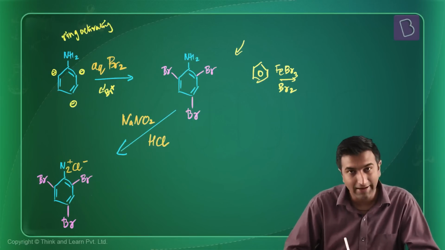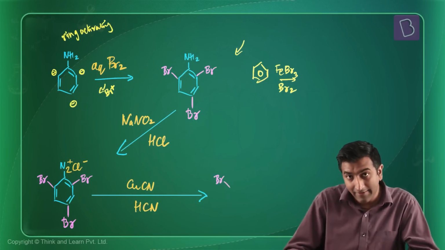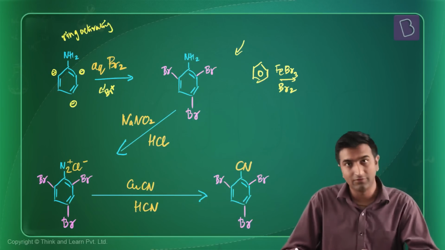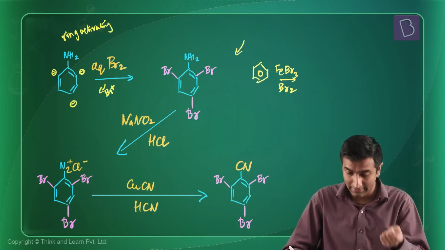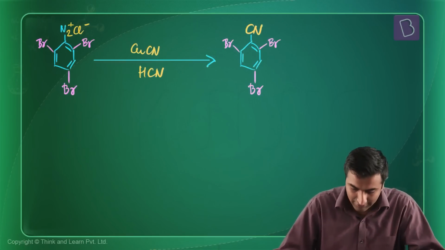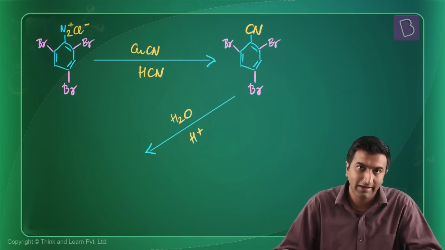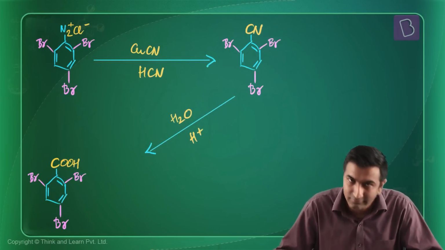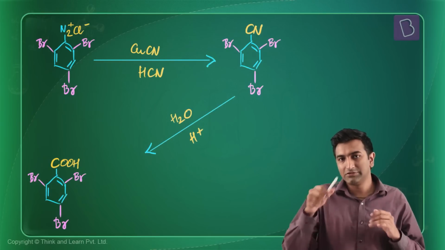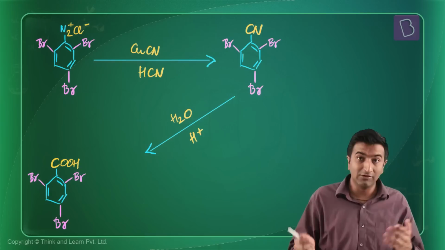Now this, when it reacts with CuCN and HCN, again a standard reaction, removes the diazo salt. The N2Cl goes away, N2 plus Cl minus goes away, and what you get is CN. Now this, on hydrolysis with H2O in an acidic medium, guess what happens? It becomes an acid. The only thing is that you're going across 2-3 chapters. You have amine, you have carboxylic acid.